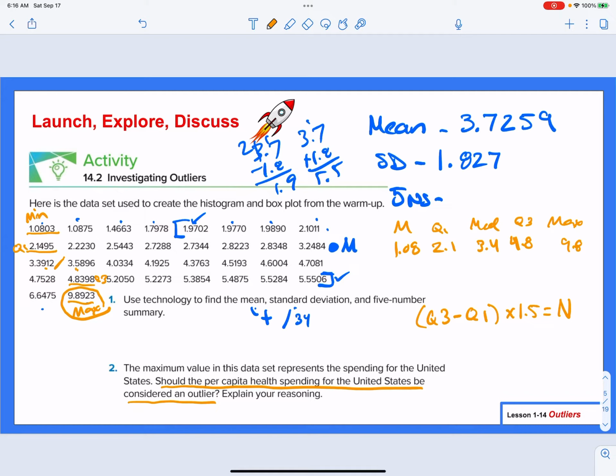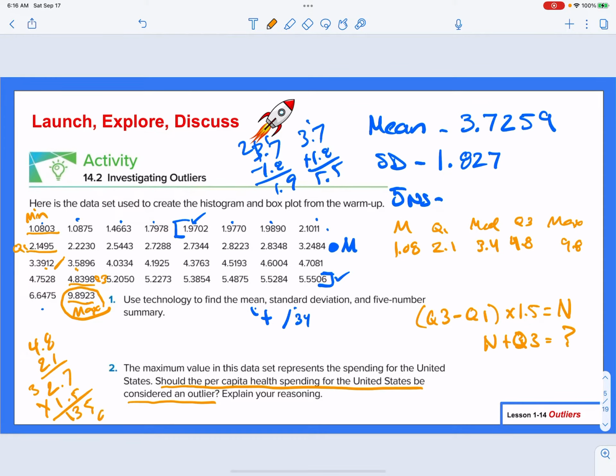Then I'm going to take the n value and add it to Q3, and that's the number I'm going to use to see if this 9.8 is larger or smaller. So in this case, Q3 minus Q1: Q3 is about 4.8, Q1 is about 2.1, so we're about 2.7 for our n value. I multiply that by 1.5, and again, I'm rounding my numbers quite a bit, or truncating them.